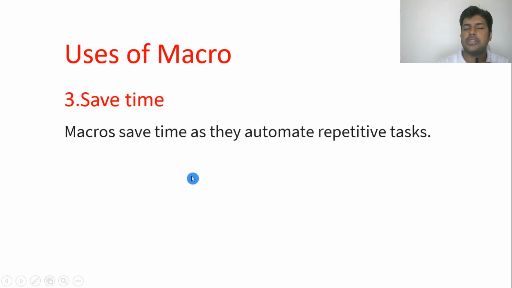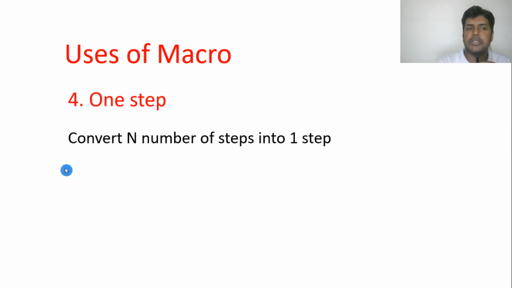Third thing, it will save time. Macro saves time as you automate repetitive tasks. If you want to do certain repetitive tasks automatically, then macro will help you and it will save your time. The other advantage is one step. Suppose you want to record 100 steps, and you have saved those 100 steps by recording a macro, and you use a shortcut key Control D. If you press Control D once, that's it, all 100 steps will be converted into one step. This is the beauty of macro. So macro can convert any number of steps into one step. Nice, right? So let us move to the next one.